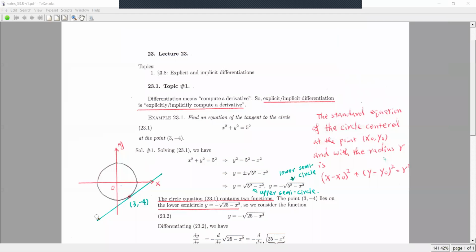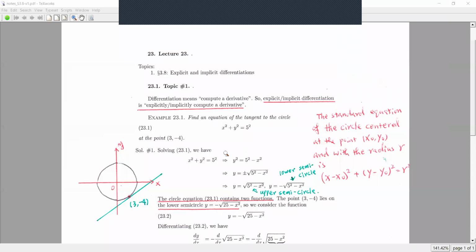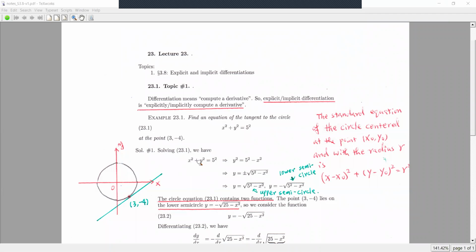To find the equation of the tangent line, we need to know the slope of the tangent line. To determine the slope of the tangent line, we need to compute the derivative. To compute the derivative, we need to know the function of this curve. Now, to get the function of this curve, we solve the equation for y. Y depends on x. Y is the function. Now, solve the circle equation for y.